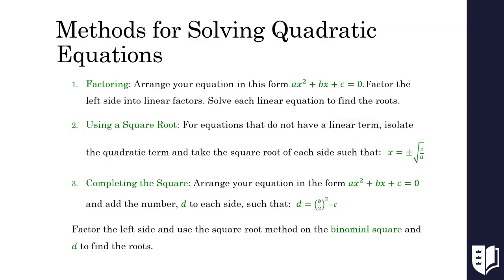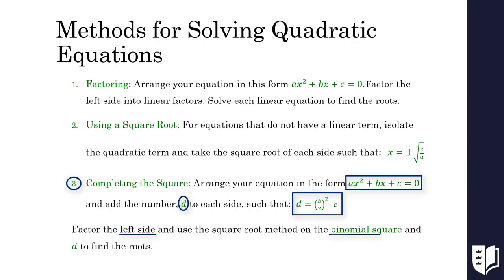If we have a linear term, but our equation doesn't look like it factors easily, we can try to complete the square. This method works best when our leading coefficient a equals 1 and b is divisible by 2. Once our equation is in standard form, we need to add a number we will call d to each side of our equation. We find this number d by dividing b by 2, squaring the result of that, and then subtracting c. After we add d, we need to factor the left side and use the square root method on the binomial squared we got from factoring. After taking the square root of both sides, isolate the variable on the left. The numbers left on the right are our roots.